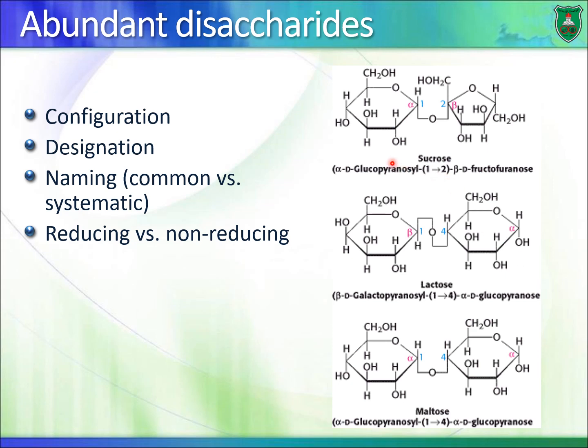Now this is the structure of sucrose. Sucrose is actually a troublemaker, and we're not going to go into details of the structure, but look at this. The first one is, again, a glucose, so it is a glucopyranosyl. Is it alpha or beta? It's going downward, so it is alpha. Alpha D-glucopyranosyl. Now, the second residue is a fructose.